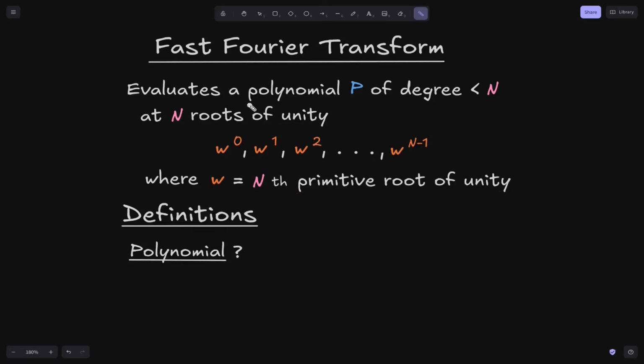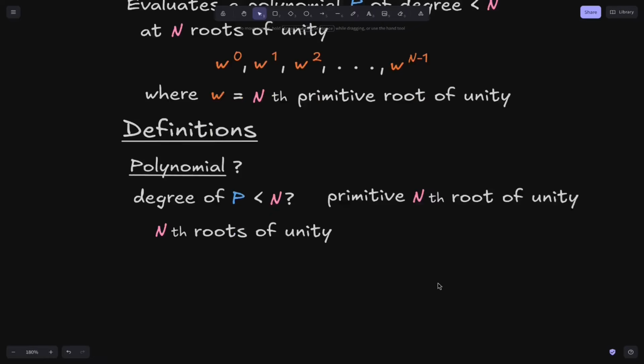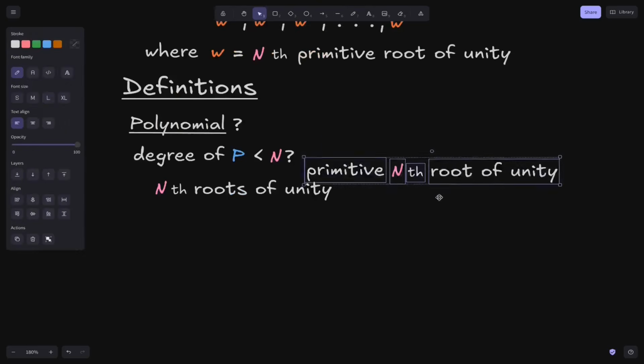So in this video, I'm going to explain what a polynomial is, what it means for a polynomial p to have degree less than n, the nth roots of unity, and finally the primitive nth root of unity. So let's begin by defining what a polynomial is.